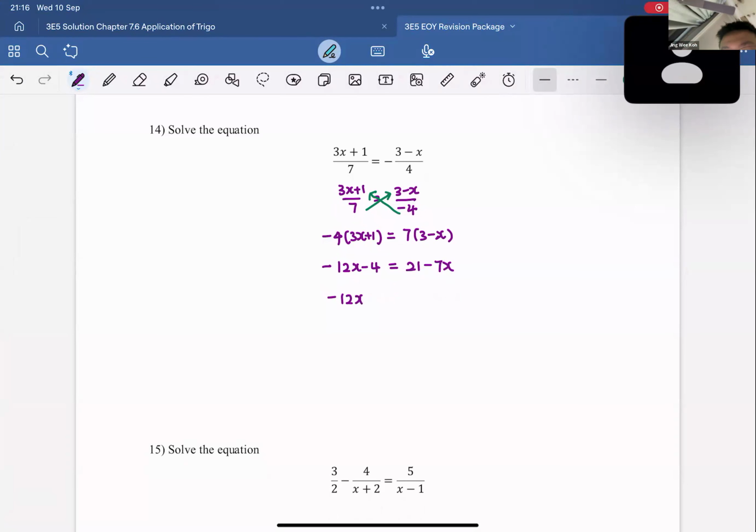Minus 12x plus 7x equals to 21. Then bring the 4 over, plus 4. Okay, so this subtract, this is minus 5x equals to 25. To find x, 25 divided by minus 5. Press your calculator. Minus 5.